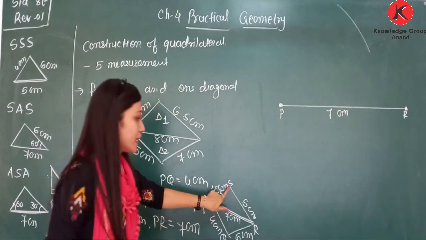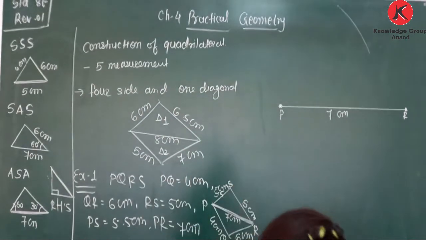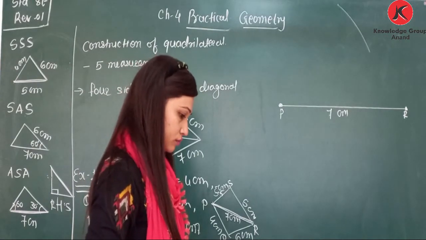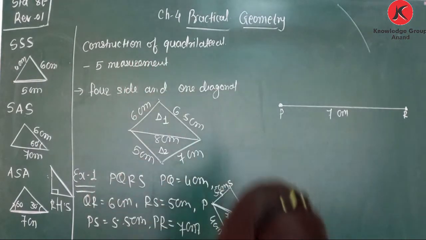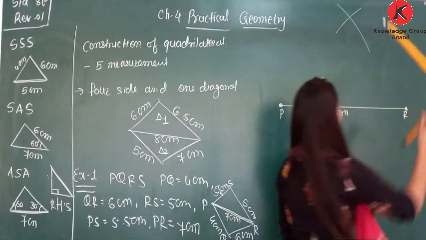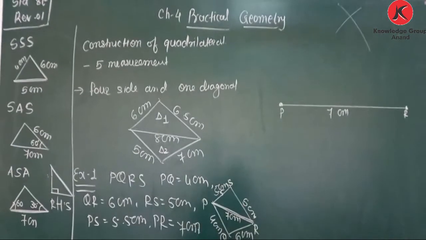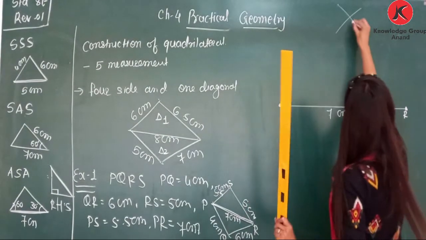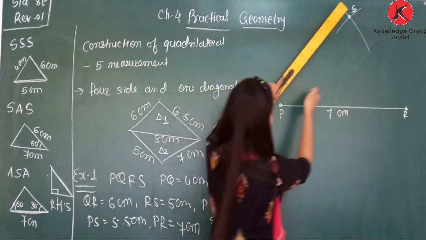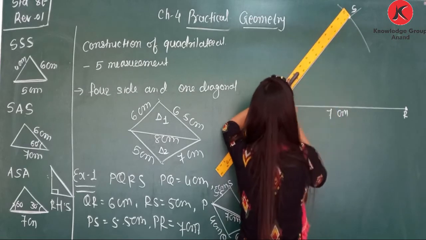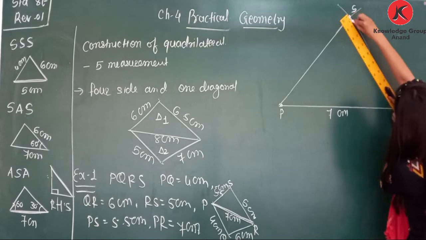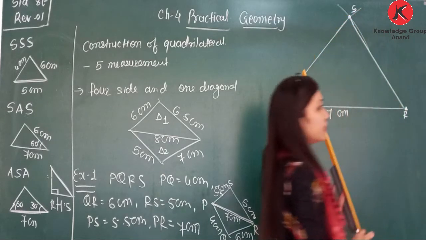Now from R, make an arc of 5 centimeter. So let's take the measurement of 5 centimeter. So this is our 5 centimeter and from R, make an arc of 5 centimeter. Okay. So now give the intersection point name S. From P, make an arc of 5.5. From R, make an arc of 5. Intersection point name S. So we construct the upper triangle.